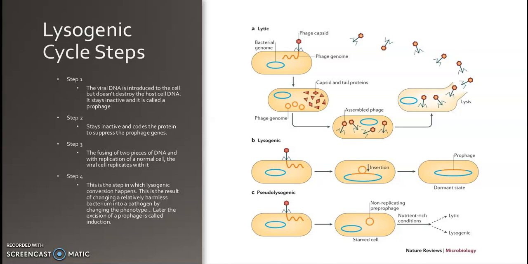Step 4. This is the step in which lysogenic conversion happens. This is the result of changing a relatively harmless bacterium into a pathogen by changing the phenotype. Later, the excision of a prophage is called induction. So it is obviously here that you can see that it completely changes the makeup of that bacterium cell into almost like a pathogen of sorts that could spread the virus.